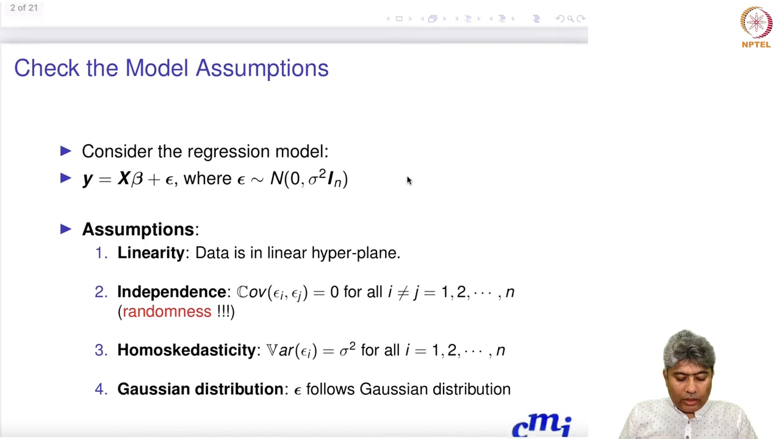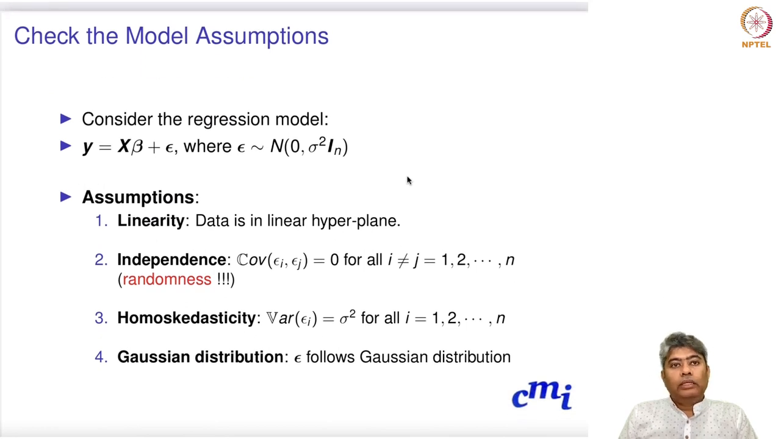Welcome back to the Predictive Analytics Regression and Classification lecture series. And today we are going to start lecture 5, part A. In this lecture, we are going to discuss how to check model assumptions.